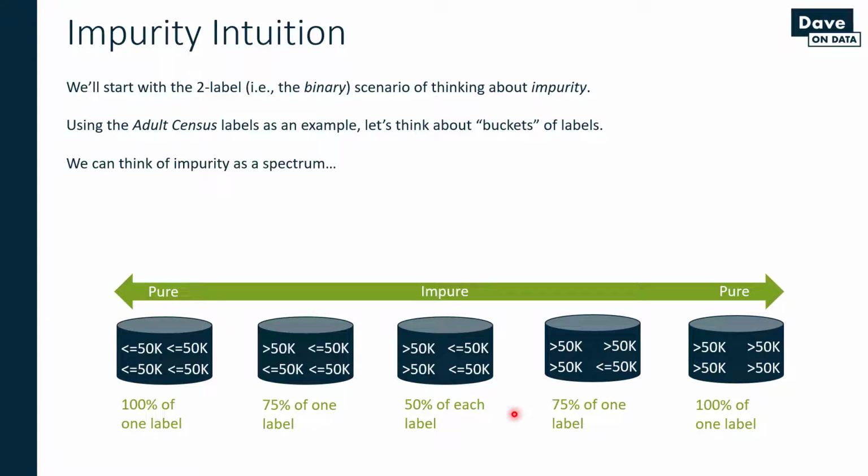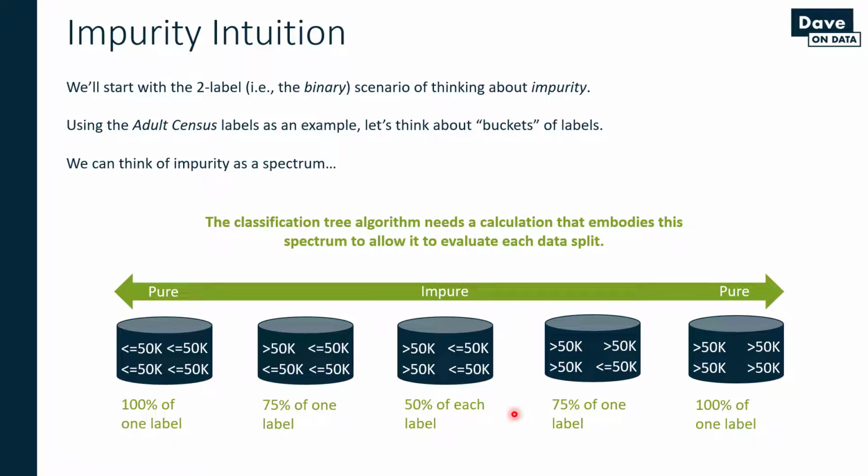This is the intuition. The binary case is the easiest way to think about it, but generally speaking, this logic extends to if you have 3 labels, 4 labels, 5 labels, etc. But we're going to focus on the 2 label or binary scenario because it is the simplest to grok intuitively. And not surprisingly, if we want to create an algorithm that uses impurity to make the best data splits in our classification tree, we need a calculation. The algorithm needs a calculation that embodies this spectrum to allow it to evaluate each split that's possible to say, hey, I'm looking for splits that are as pure as possible for the largest number of observations possible, or alternatively, I want to minimize the impurity for the splits for the most observations possible.